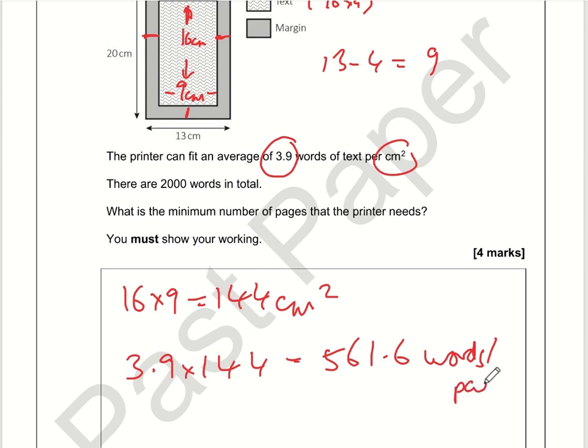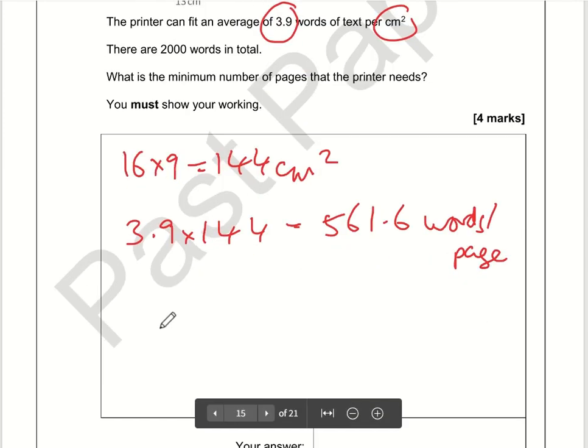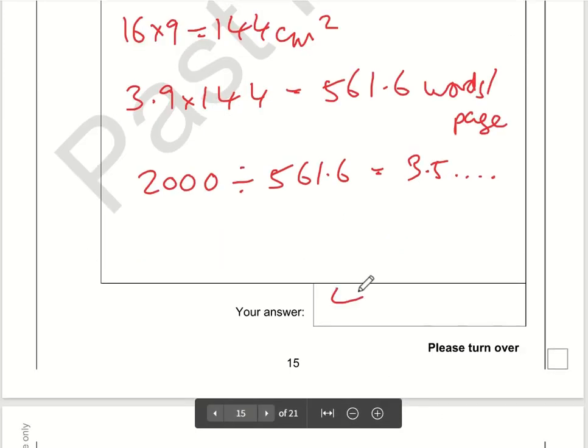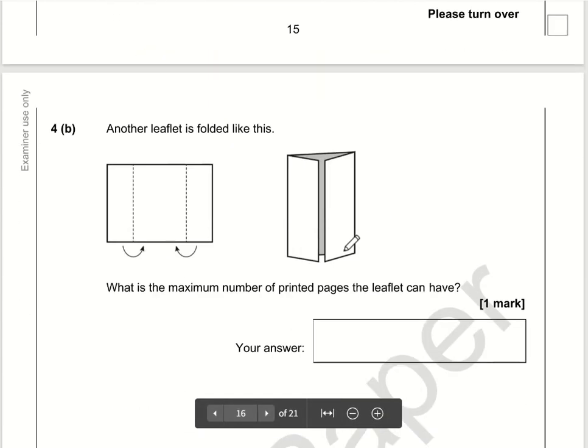Now, if we've got 2,000 words in total, how many pages do we need? Well, how many 561.6s go into 2,000? In other words, what is 2,000 divided by 561.6? The answer is 3.5. So 3 pages is not going to be enough, so we will therefore need 4 pages. So we're always going to have to round up here. So 4 pages.